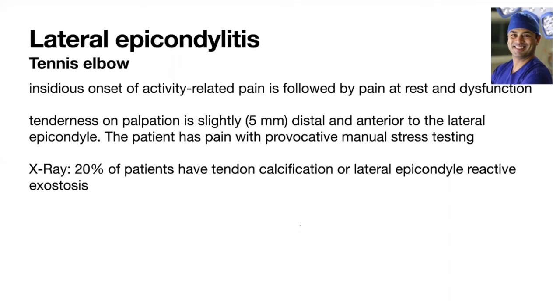The key here on physical, again, take a history. The patient tells you, I've got this pain on the outside of my elbow. I can't hold things. It started slowly, but now I can't even sleep at night. Okay, you've got a pretty good diagnosis.